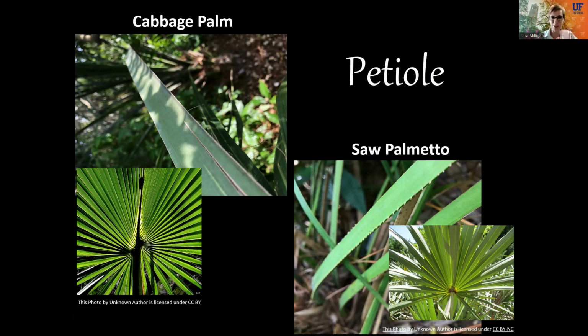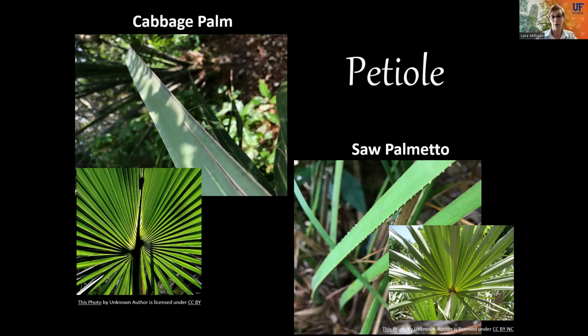If you want to be fancy, you can call it a petiole. On the cabbage palm, the petiole is very smooth. If you were to rub your fingers along the sides of the cabbage palm, no problem. Do the same thing on the saw palmetto. Might need a band-aid after that. Very, very sharp, tiny little spikes along the edge of the petiole, hence the common name saw palmetto.